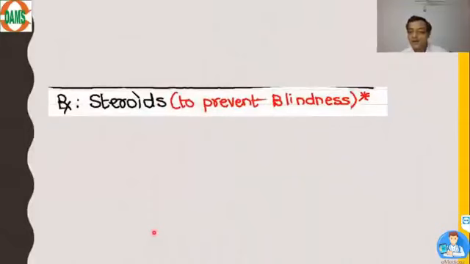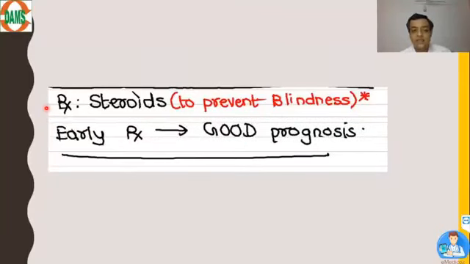The treatment is steroids. Again, what is the reason to give steroid? It is not for the ulcer. It is to prevent the dangerous complication, that is to prevent blindness. So early treatment is associated with good prognosis.